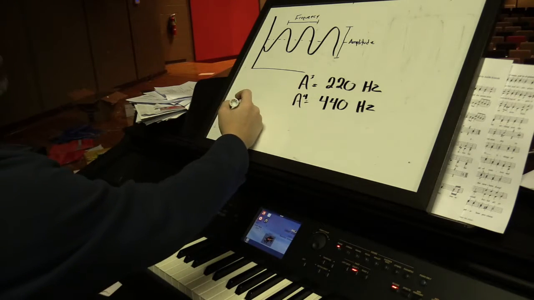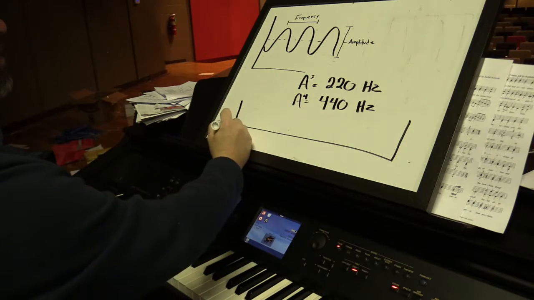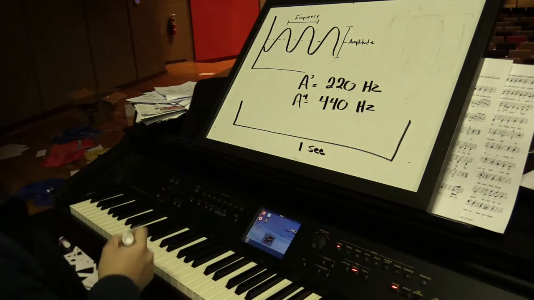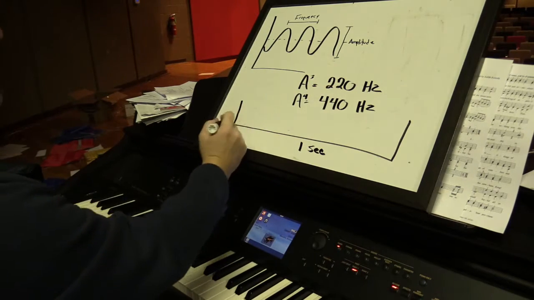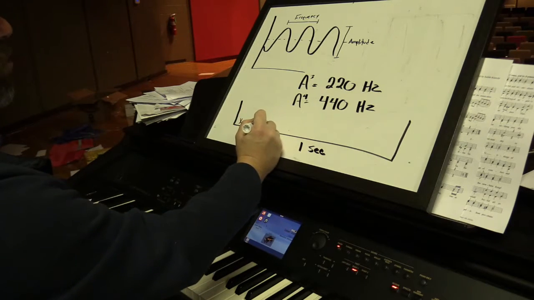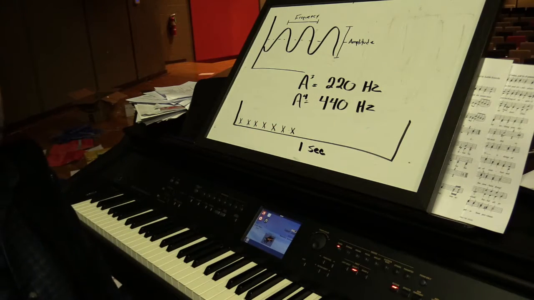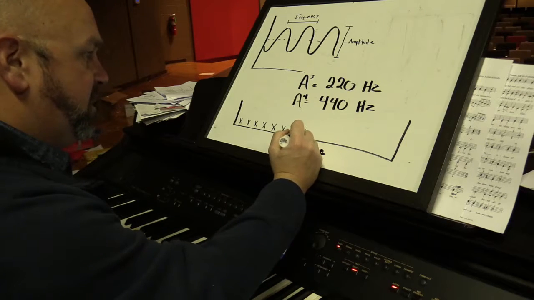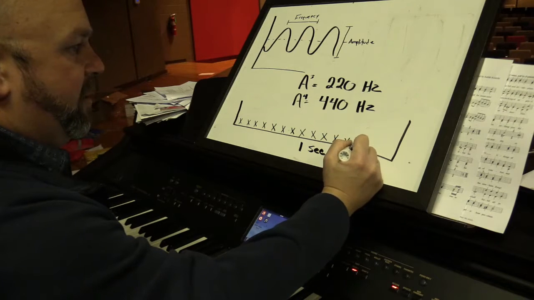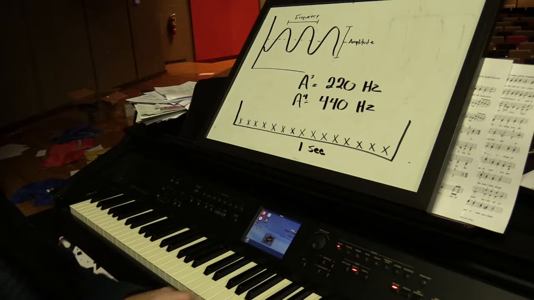So if you think about it this way, you can create a graph. So let's say this is 1 second, okay? And we know that A3 is 220 times per second, so let's pretend that I put 220 X's here. Each X is the point at which the pitch hits your eardrum. This is pretty fascinating stuff, right? But A4, the higher frequency, hits it at double that.